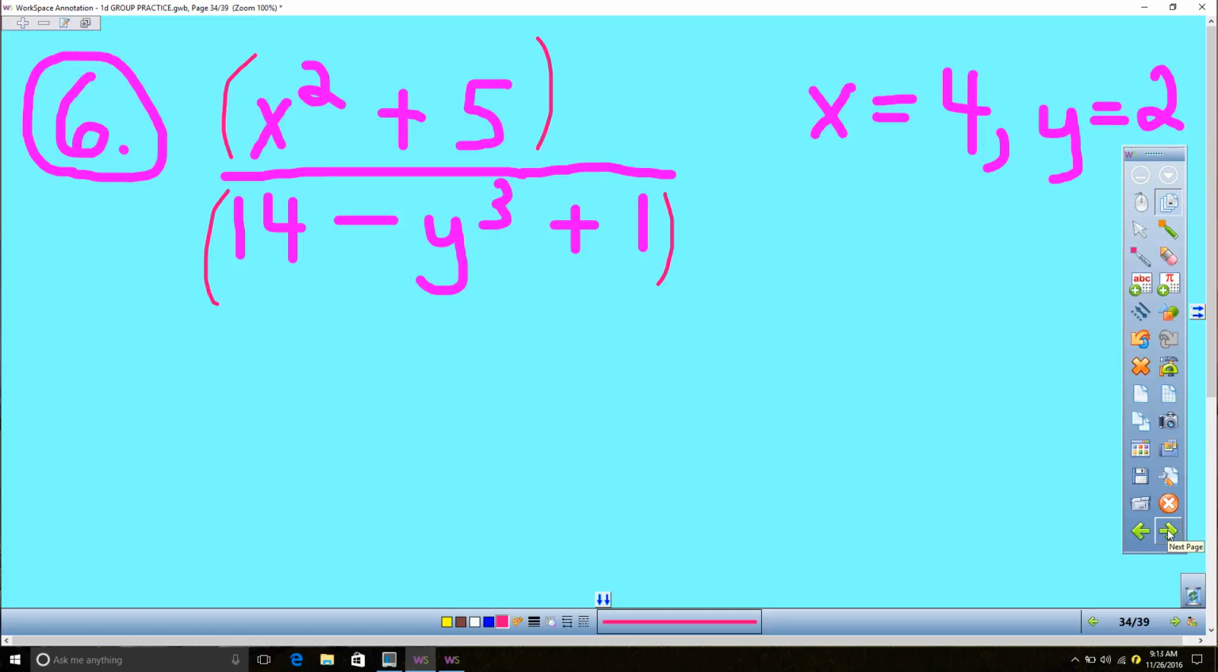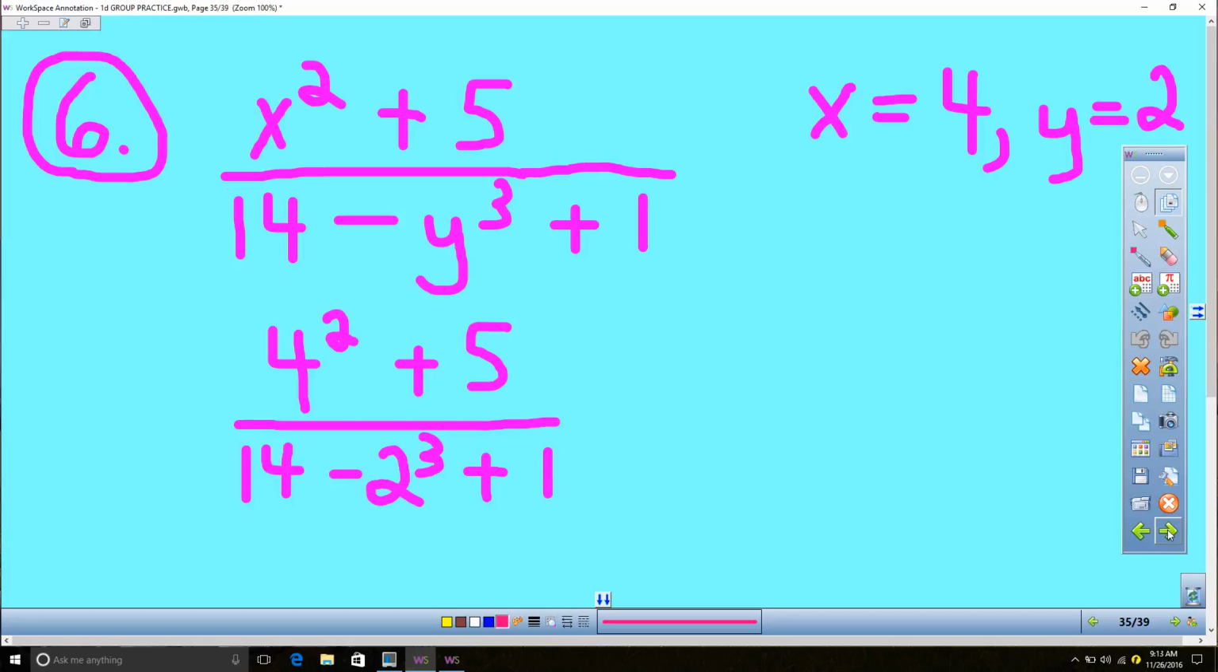So let's put in the numbers. First of all, x is 4 and y is 2. Now I'm going to do one calculation on top in the same step that I do one calculation on bottom. So on the top, I'm going to square the 4, or I'm going to say 4 times 4. Okay, now on the bottom, I'm going to do one step. So on the bottom, again, I'm going to do the exponent first. 2 to the third power is 2 times 2 times 2, which is 8.